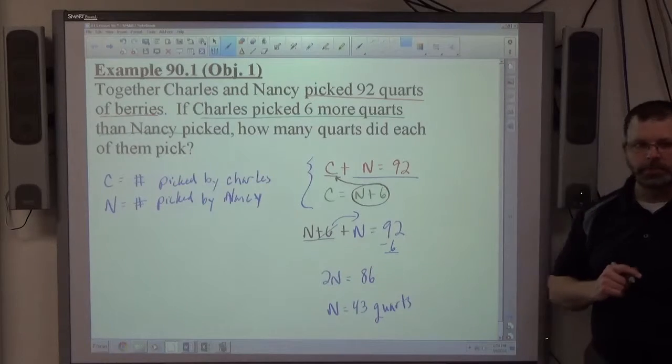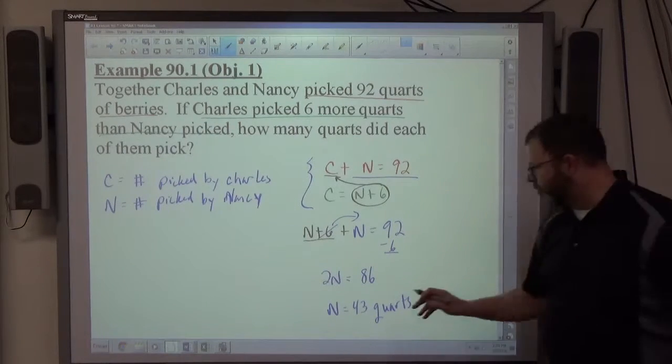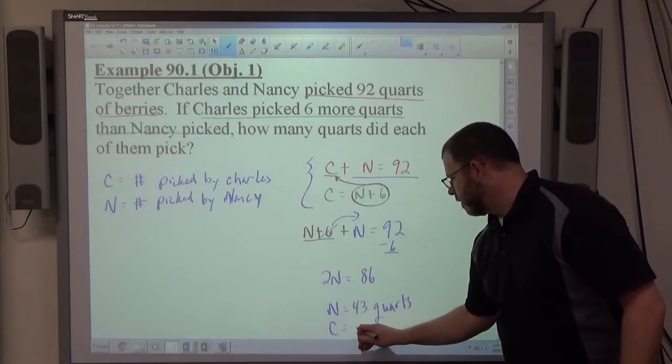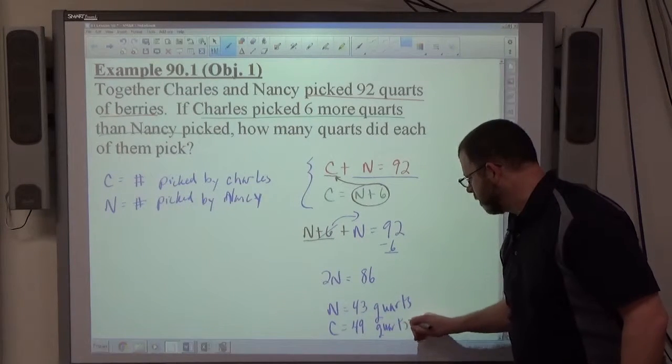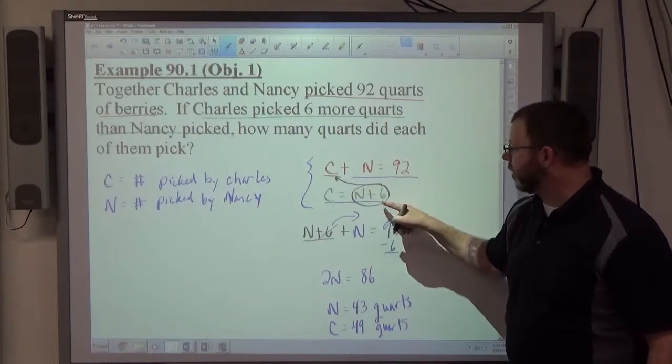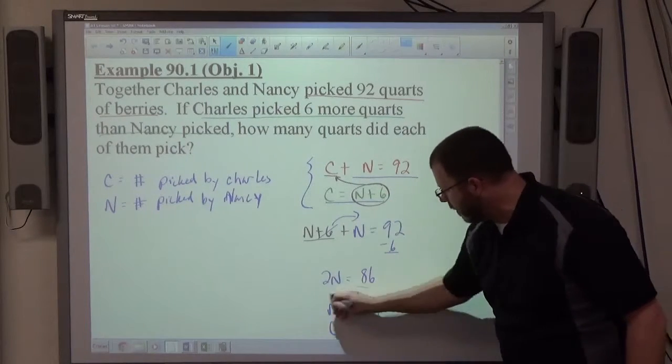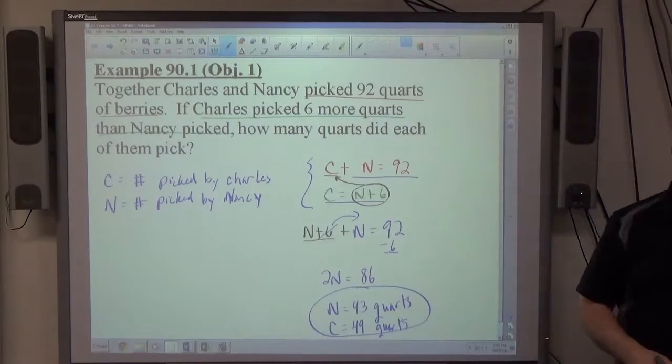N represents what? Nancy. So what would Charles be? She would pick 49. Charles would be 49 quarts. Right? Because Charles is exactly 6 more than Nancy, so 43 plus 6 is 49. And just like that, we got the correct amount for each of them.